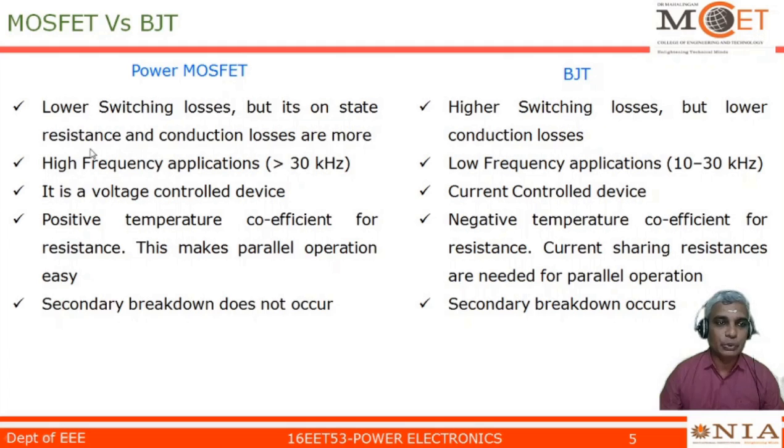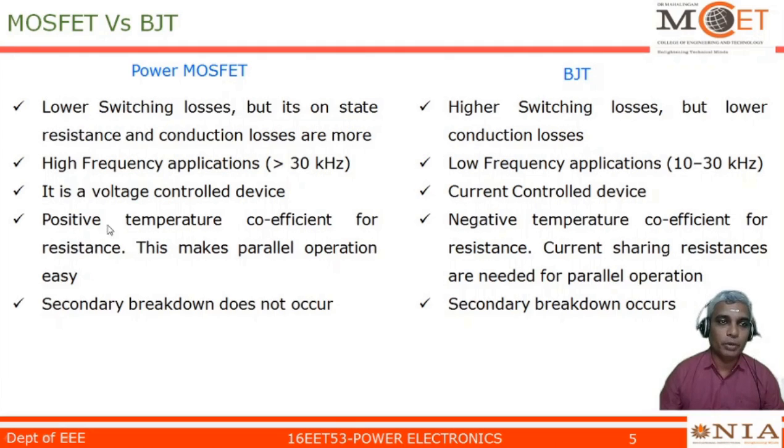And power MOSFET is used especially in high frequency applications, especially when we want to operate the circuit at more than 30 kHz. BJT is used in low frequency applications between 10 to 30 kHz. So power MOSFET is mostly used in switched mode power supplies. BJT is used in some of the high power driving systems. And power MOSFET is a voltage controlled device, whereas BJT is a current controlled device.